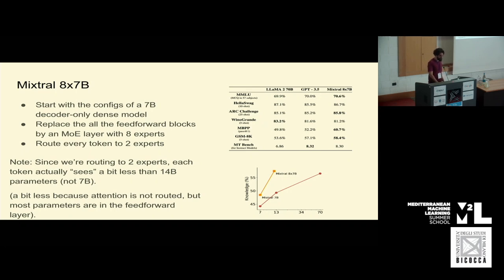So this, for example, is Mixtral 8x7B, where you basically start with the config of a 7B model. In this case, it's a decoder-only dense 7B model. You replace all the feedforward layers with an MOE layer with 8 experts, and you route every token to 2 experts. And that's it. This is the architecture for Mixtral 8x7B.